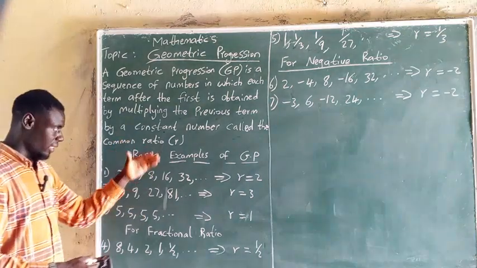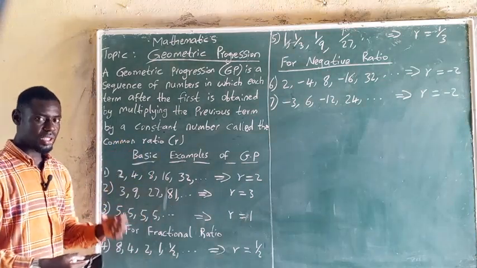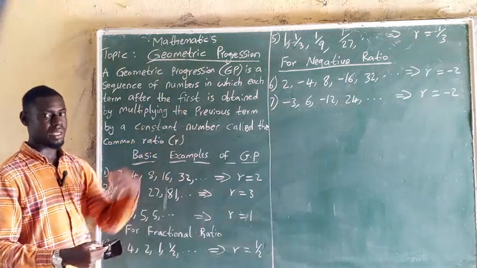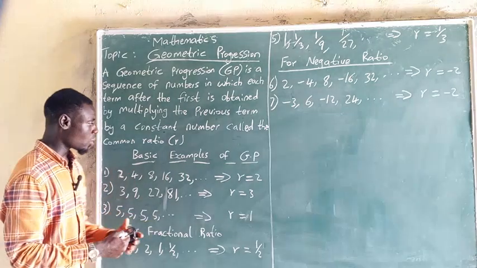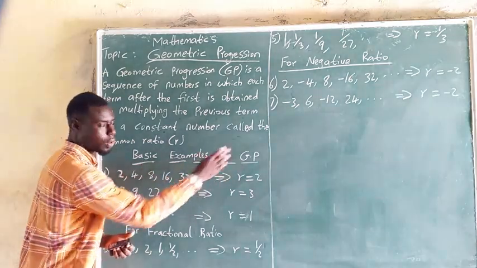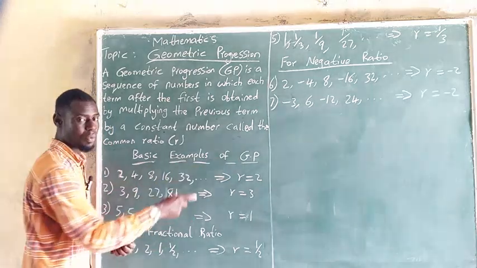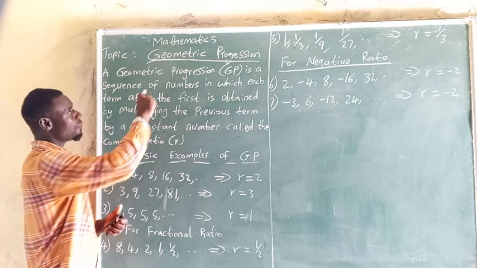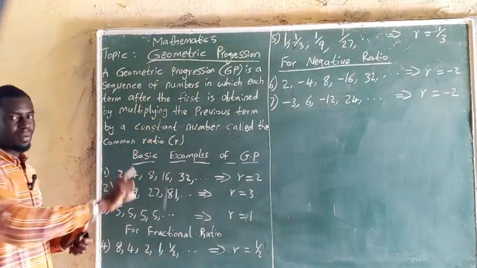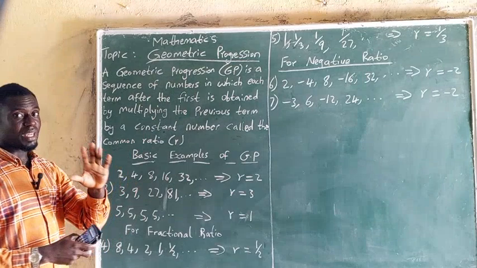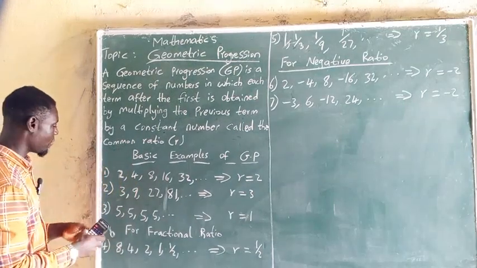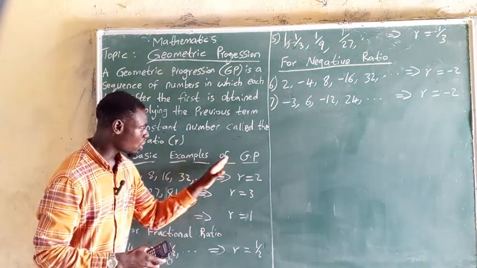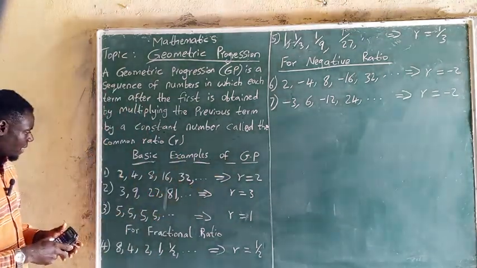As we go on, I'm going to teach you how to get your common ratio. Common ratio is very important in geometric progression. Now, let's talk about basic examples of GP. It is from these basic examples that I'm going to explain the definition of geometric progression. This definition is a standard definition. Now, let's take one example.